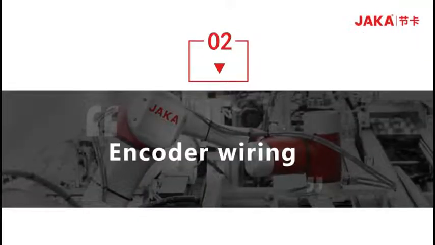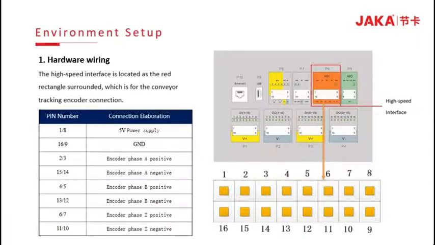Now let's see the encoder wiring of the conveyor belt tracking instruction. On the picture on the right, the red rectangle marks the high-speed interface, which is for the conveyor tracking encoder connection. The table below is for the terminal rank connection. Pin 1 and pin 8 are for the 5-volt power supply positive connection. Pin 16 and pin 9 are for the ground connection.